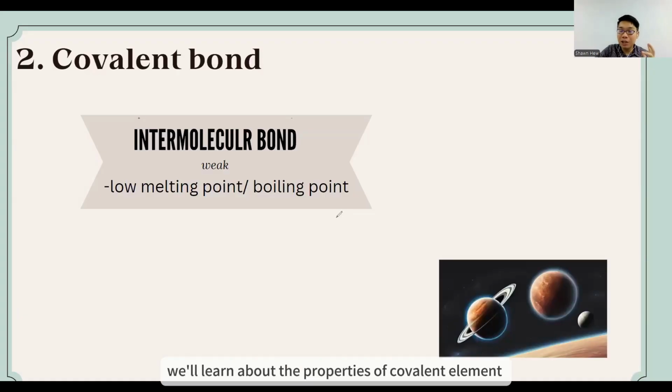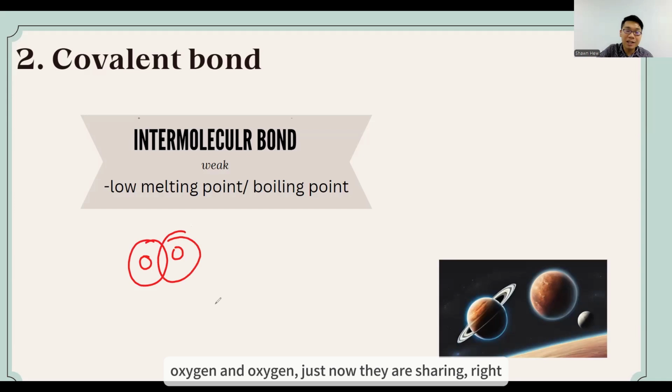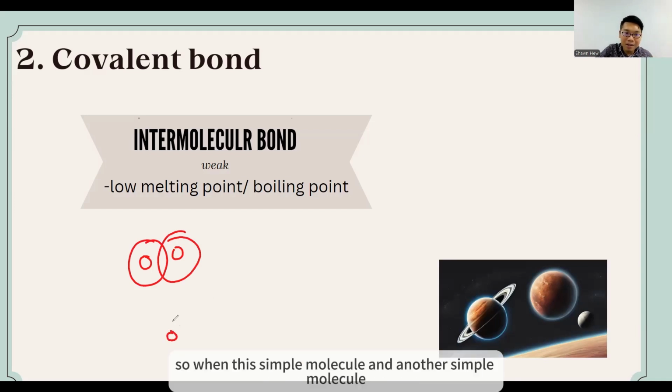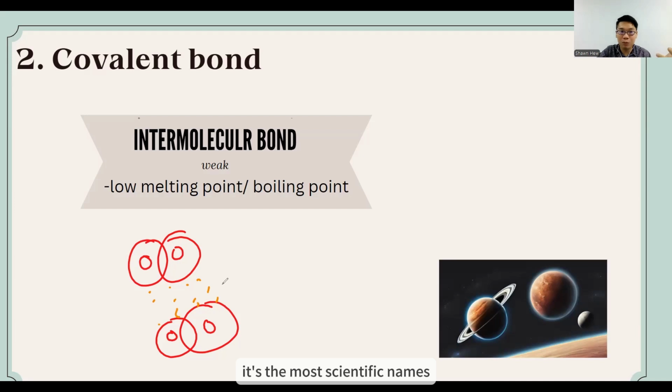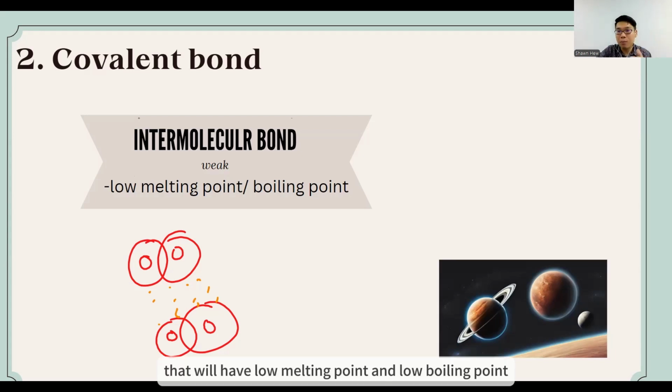Next, we will learn about the properties of covalent elements. For example, oxygen and oxygen just now, they are sharing, right? So this is one molecule. So when this simple molecule and another simple molecule, these two oxygen molecules, what is the bond between them? There are some intermolecular forces, which are super weak. Of course, when you go to a further level, you learn about van der Waals forces. It's the more scientific name, but now you just need to know the intermolecular forces between the molecules are weak. All covalent structures will have a low melting point and low boiling point. Then we can try to pass this question.